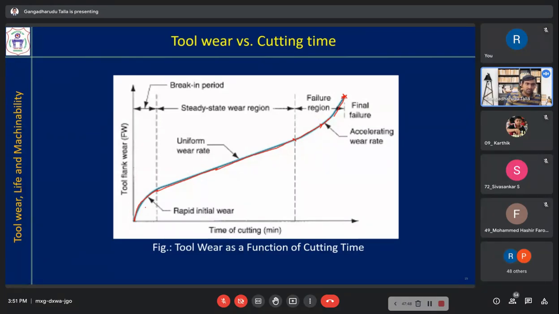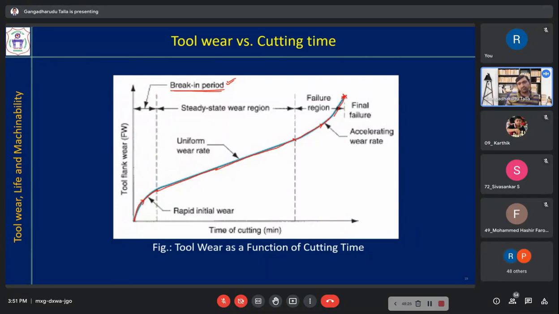So first region is called break-in period. Now why is this happening? Anybody can give the reason? Why is tool wear rapid at the beginning? New tool. Any reason for this? If you understand, you can see this break-in period. So you can just take the analogy of one pencil.